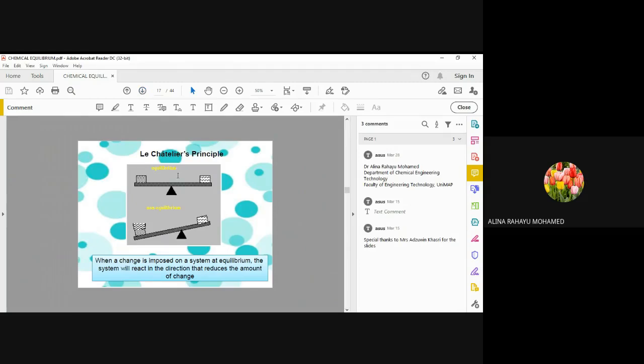Now, this shows an equilibrium. We have the same amount on the left and on the right hand side. Now, if we put something more on the left hand side, this is not equilibrium. It's not balanced. So when a change is imposed on a system, the system will react in a direction that reduces the amount of change. It tries to reduce the amount of change.